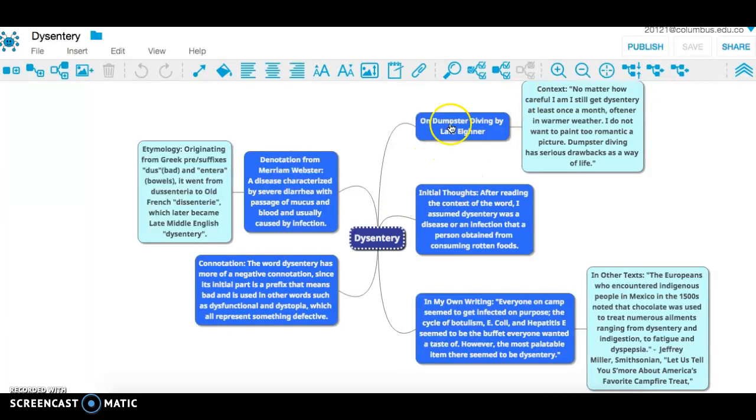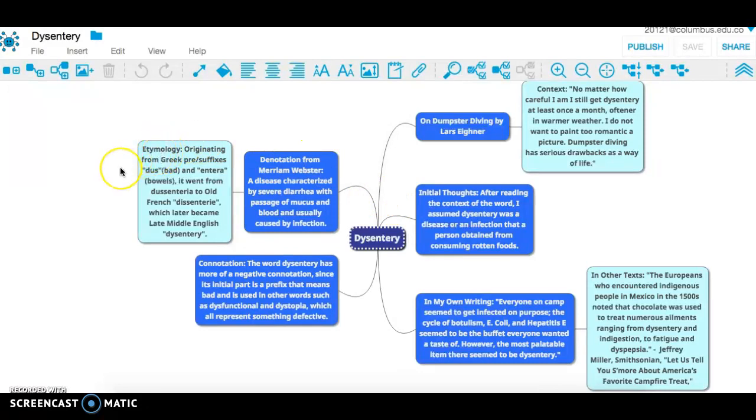So my second word is dysentery. I found it on dumpster diving, and this is the context that I found it on. So after I read the sentence, I thought that dysentery was a disease or an infection that a person obtains from consuming rotten foods. But then I read the denotation from Merriam-Webster, and it is a disease characterized by severe diarrhea with passage of mucus and blood, and usually caused by infection. So I was kind of close.